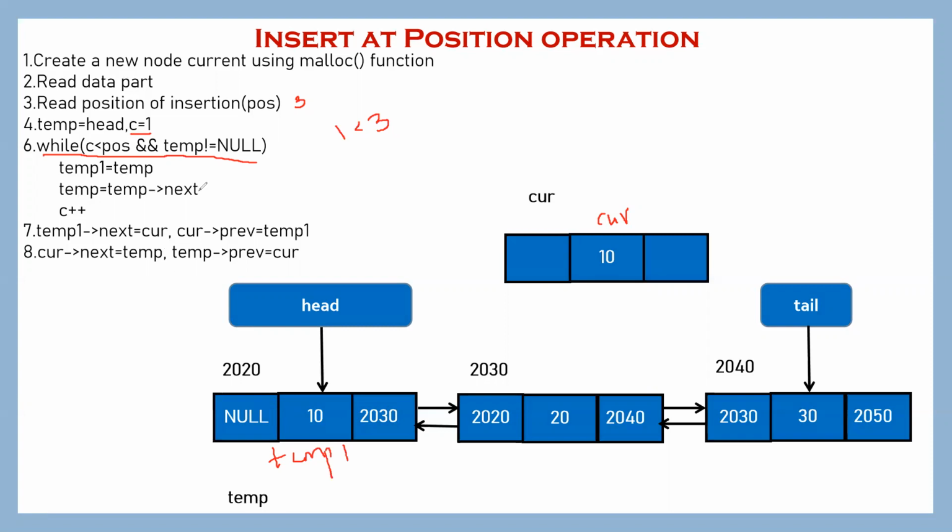Next, temp will become temp next. Temp next is what? This node whose data item is 20. Now this will become the temp node. This is when the condition 1 less than 3 is true. So what we are going to do: while counter is less than position, temp1 becomes temp, and temp becomes the temp next node.